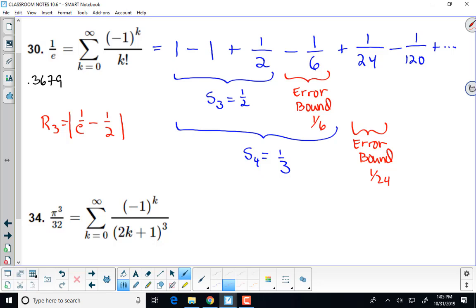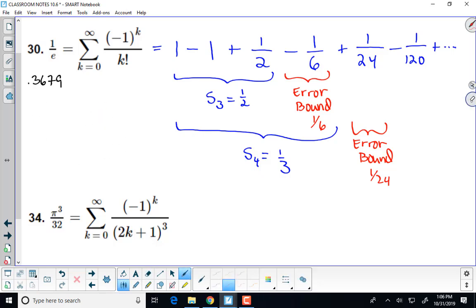If we add up the first five terms, S sub 5, we will be within 1/20 of the total sum. If we add up the first six terms, then we look at the seventh term. The seventh term's absolute value gives us an error bound on that partial sum, the S sub 7. Okay, so we don't really need this right here.